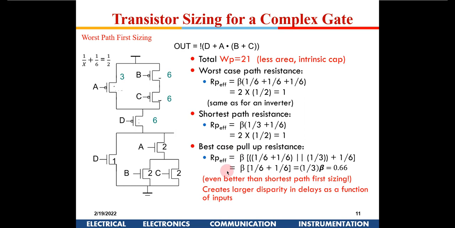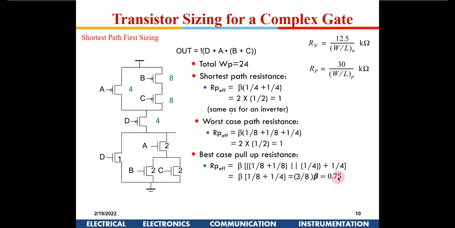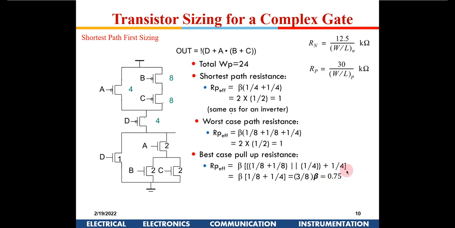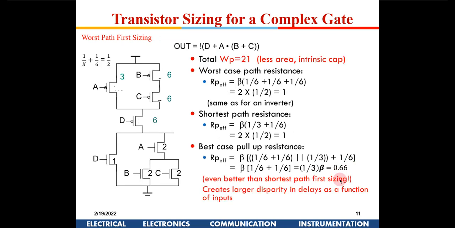What I forgot to mention was, if I take the best case scenario, then it will be 0.66. This has a drawback that the difference between the best case and worst case is slightly larger. This is less dependent on input pattern than that one. This one is more dependent on input pattern, because there is a larger difference: when all are working in parallel, you will find it is 0.66 instead of 1. Here it is 0.75 instead of 1. So it has a small disadvantage that it creates larger disparity as a function of input.